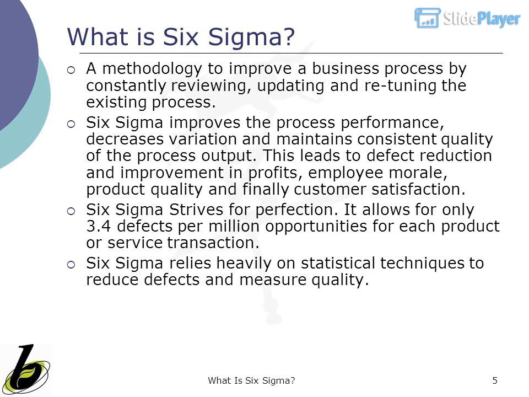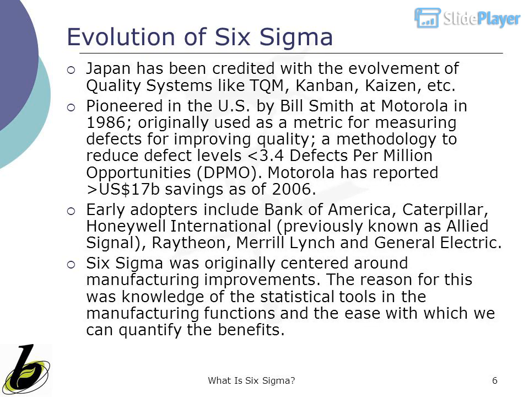Six Sigma strives for perfection. It allows for only 3.4 defects per million opportunities for each product or service transaction. Six Sigma relies heavily on statistical techniques to reduce defects and measure quality. What is Six Sigma? Evolution of Six Sigma.